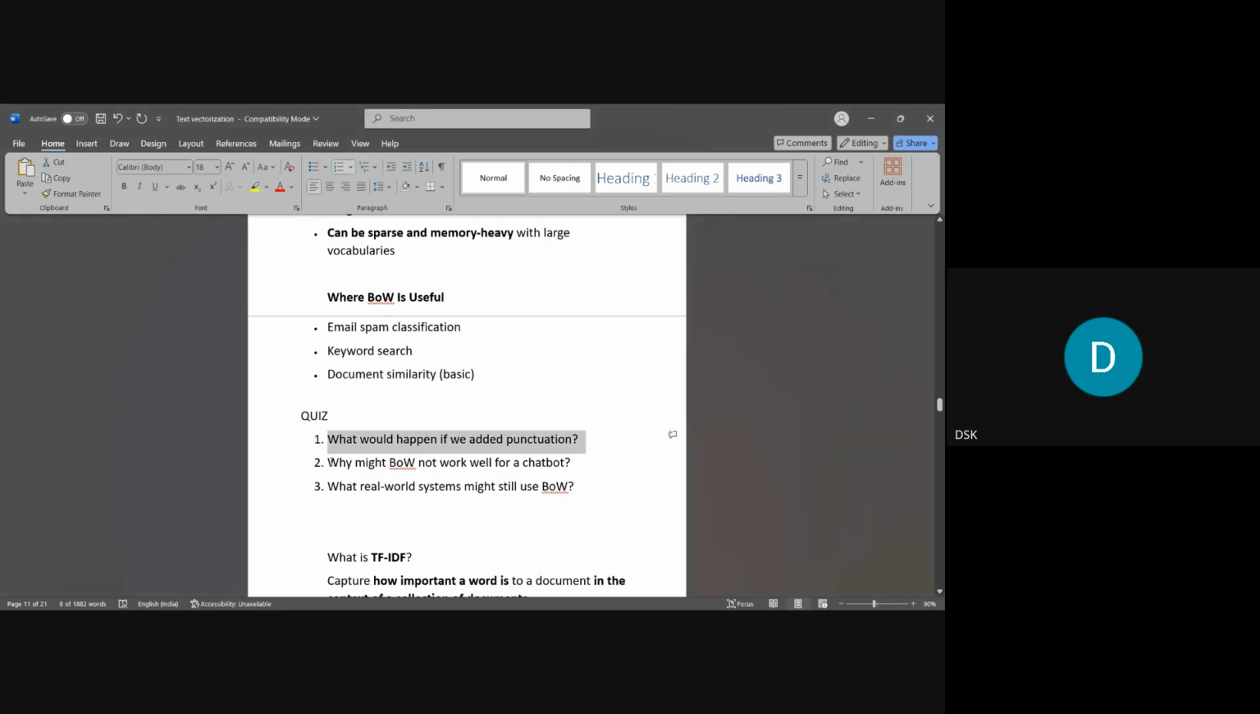So the second question is, why might bag of words not work well for a chatbot? In the case of a chatbot, they analyze the structure of sentences, sequences of words and meanings, including grammar also, but bag of words ignores these things, so the bag of words technique is not applicable for chatbots, I think.